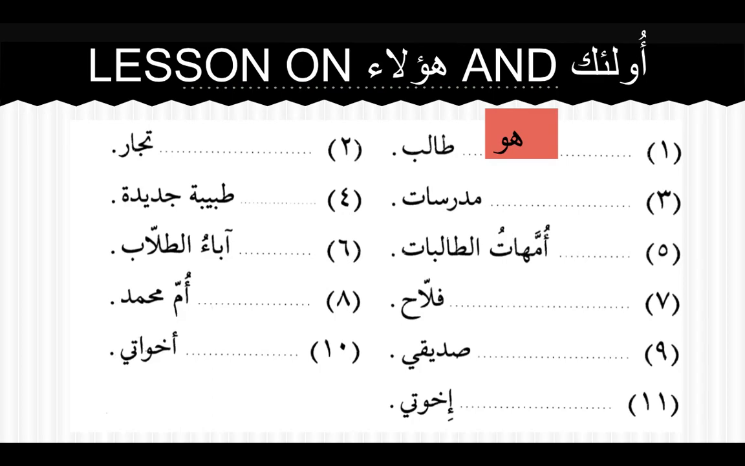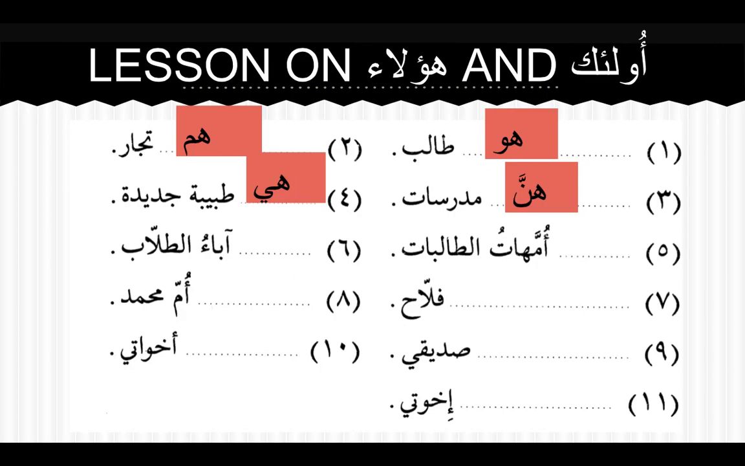Tujjarun is plural for tajirun. So it is hum tujjarun. So always third person. So it will be either huwa, hum, hiya, hunna. So we just have to remember these. So mudarrisatun will be hunna mudarrisatun. They are teachers. Tabibatun jadidatun, hiya tabibatun jadidatun.